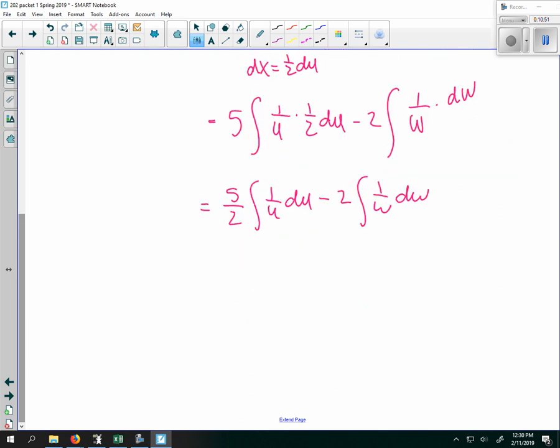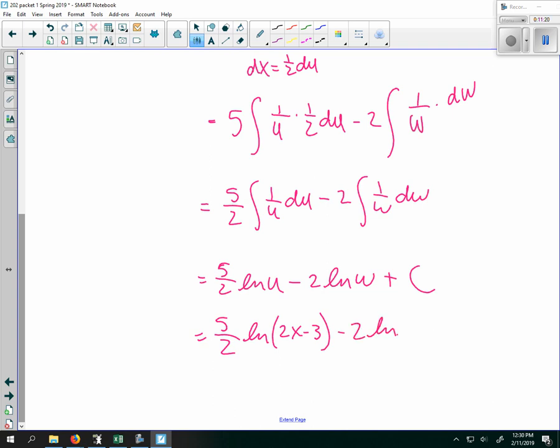And then the integral of 1 over u and 1 over w are both ln. So this becomes 5/2 ln u minus 2 ln w plus c. And then replace the u and the w. This was 2x minus 3, and this one is x plus 4.